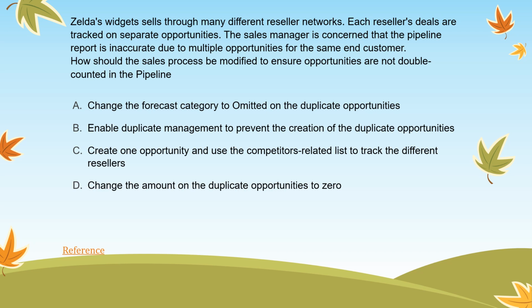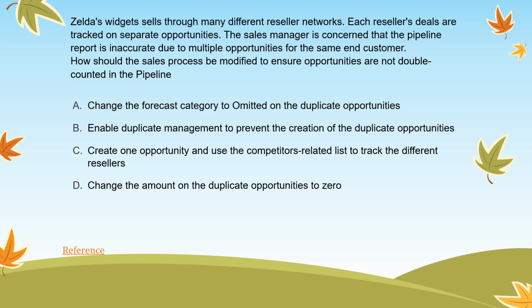So, the first one is change the forecast category to omitted on the duplicate opportunities. That is a thing, so we're going to keep that in mind, that is something we can do. B, enable duplicate management to prevent the creation of duplicate opportunities. Well, duplicate rules would not help omit duplicate opportunities, so that's not a thing. So we know that B is not a thing.